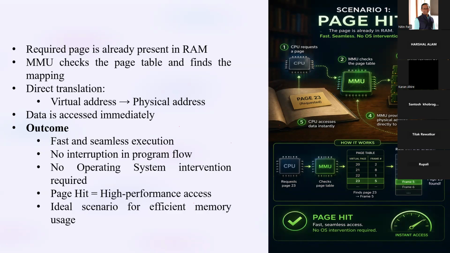Now, why are these page hits important? This is where your OS performance shines. Because we know RAM is extremely fast, it is directly accessible, and it is optimized for quick operations. So when page hits occur frequently, programs run smoothly, the system feels responsive, and execution is uninterrupted.